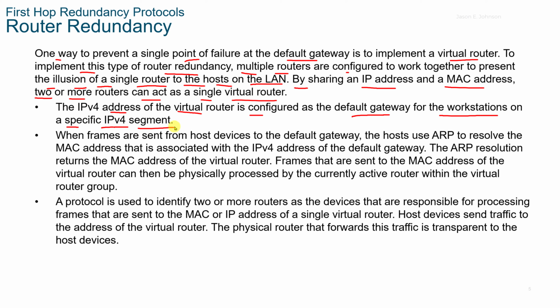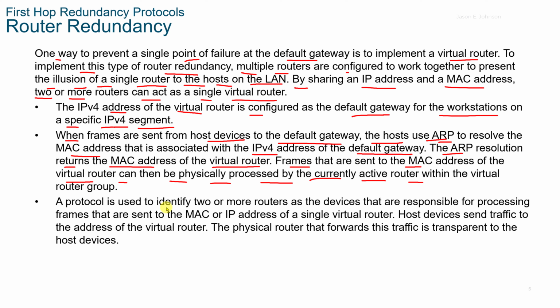Now, the IPv4 address of the virtual router is configured as the default gateway for the workstations on a specific IPv4 segment. And then when frames are sent from host devices to the default gateway, the host uses ARP to resolve the MAC address that is associated with the IPv4 address of the default gateway. The ARP resolution returns the MAC address of the virtual router, and then frames that are sent to the MAC address of the virtual router can be physically processed by the currently active router within the virtual router group.